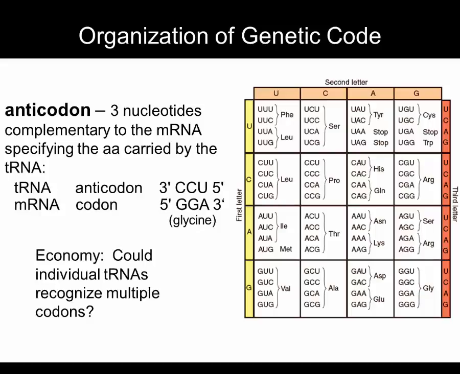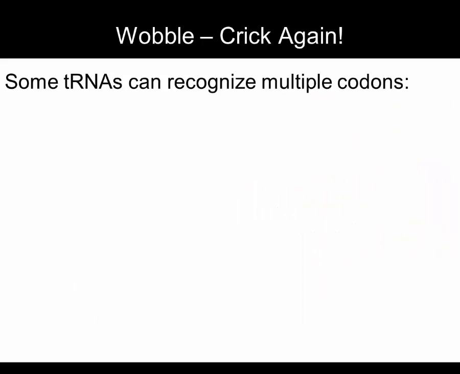Proper base pairing like this would require 61 different anticodons for the 61 different codons that aren't stop codons. And GG anything is a glycine codon. Wouldn't it be convenient if a single anticodon could pair with G, G, and any third base? Indeed, things like this are possible due to a trait called wobble, first discovered by Francis Crick, whose other work you may be familiar with by this point. Certain tRNA anticodons can pair with multiple codons.